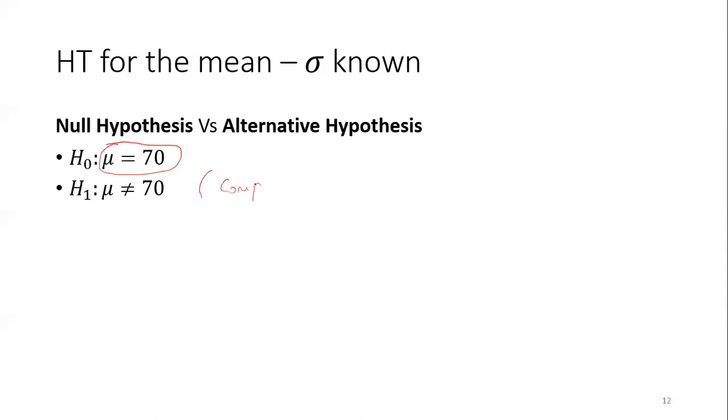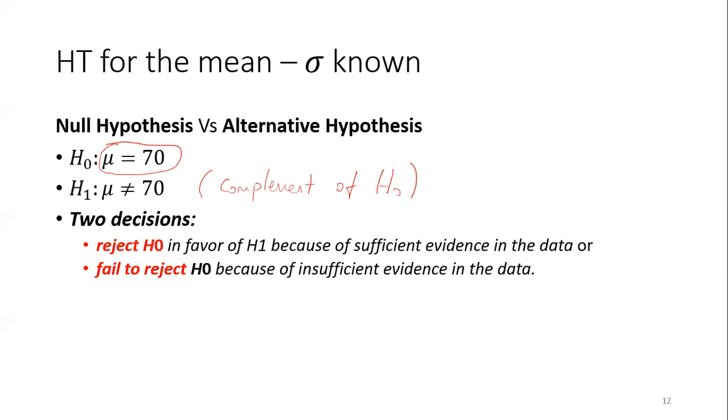the complement of H0. Right? You may have two decisions after the test. We will see how to make the test, but at the end we may have two decisions. You will either reject H0 in favor of H1.